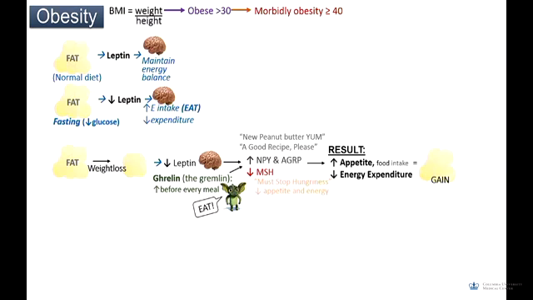The net effect of this in the brain is to increase two molecules, NPY and AGRP. You can think of these as food-related mnemonics of new peanut butter yum and a good recipe, please. It'll also decrease MSH, which decreases appetite and energy, or you can remember that as must stop hungriness. The net result of this is to increase your appetite and food intake and decrease your energy expenditure, causing you to gain back that weight that you lost.